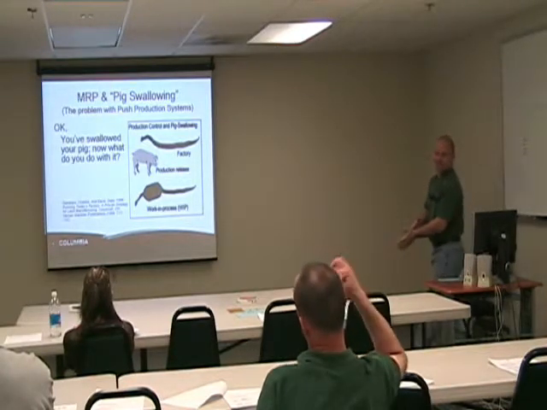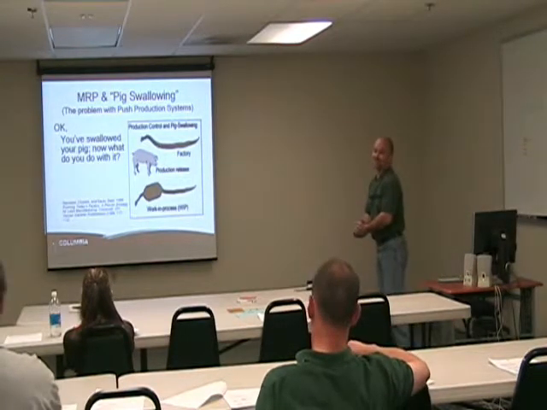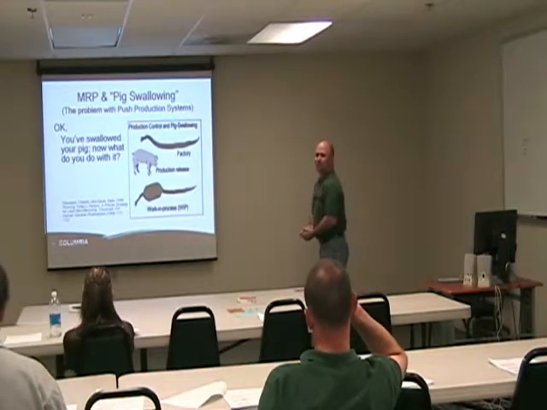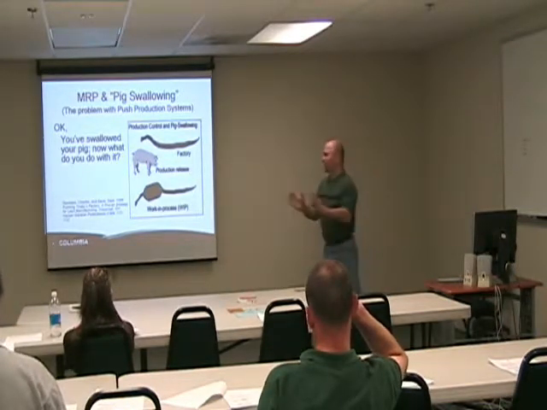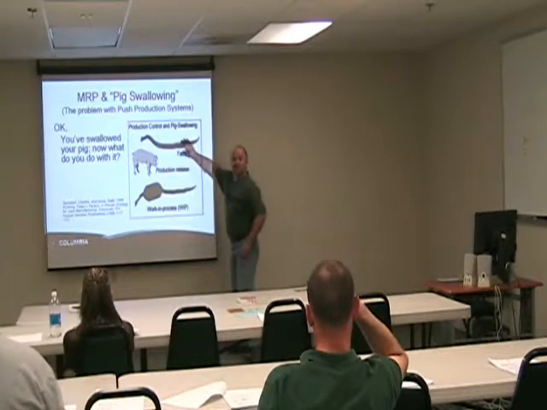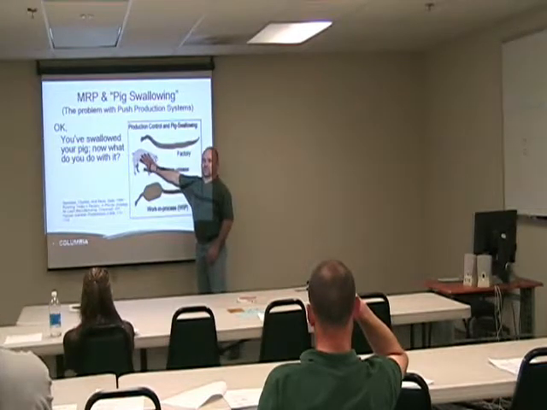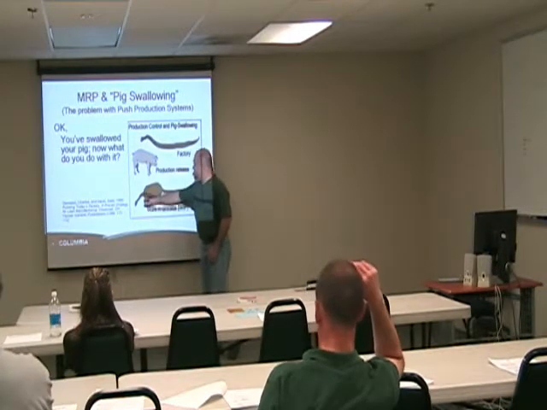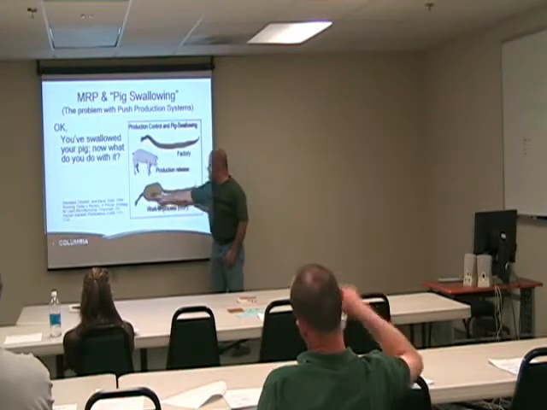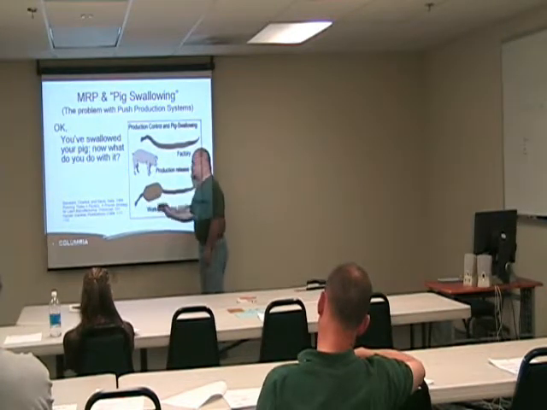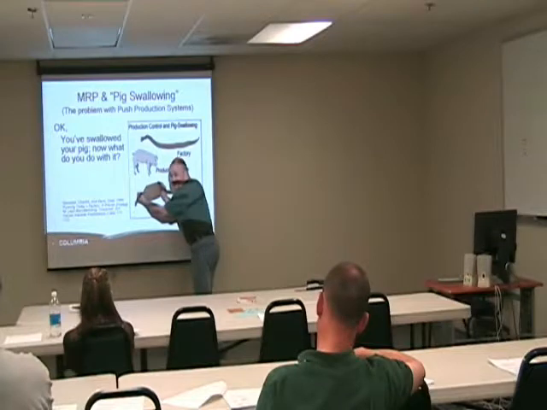MRP and pig swallowing. This is the problem with push production systems. After you swallow your pig, what do you do with it? What this represents is our snake here is our factory. Our pig here is our raw material. Our snake, our process, is moving through. And this is an inventory bubble.